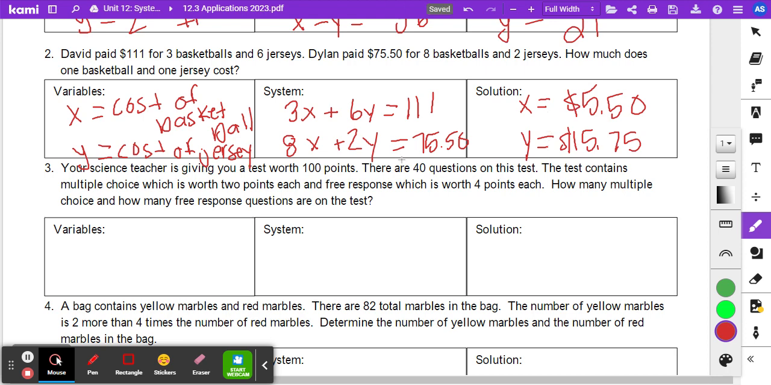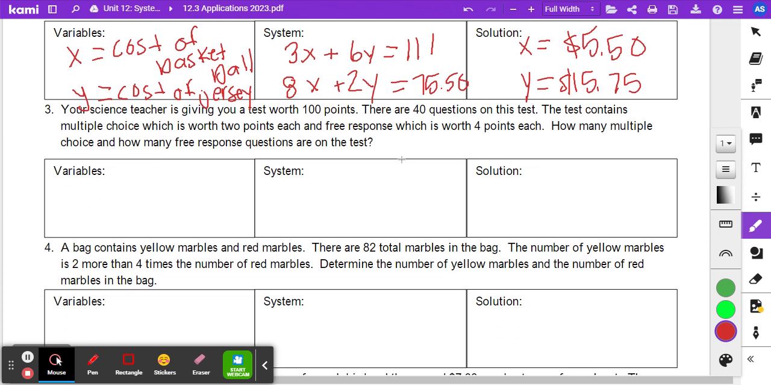Okay. Number 3 says your science teacher is giving you a test worth 100 points. There are 40 questions on this test. The test contains multiple choice, which is worth 2 points each, and free response, which is worth 4 points each. How many multiple choice and how many free response questions are on the test? So we, again, need to define the variables. We are going to make x our number of multiple choice questions and y our number of free response questions.